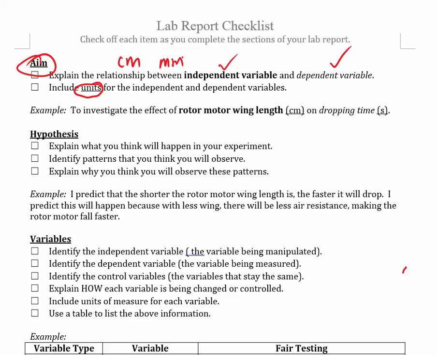And if the dependent variable is how long it takes for it to fall, well, that's going to be timed in seconds. If it's any other kind of experiment, you always have to include the units. It could be mass. We've talked about some examples of units. Here's an example for you to take a look at.